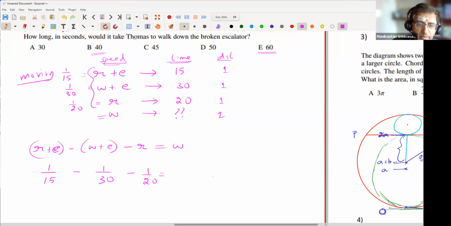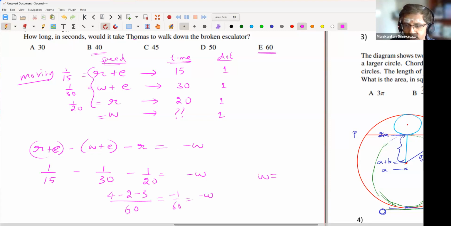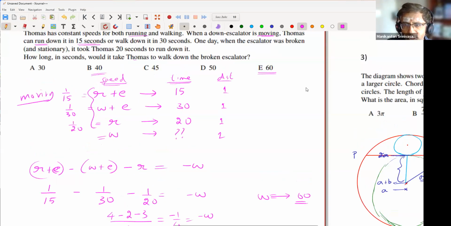Oh yeah, you're right. I have to do minus W plus E minus R plus E plus R. Understood. But anyway, I'll realize the silly mistake when I get a negative answer. So fine, let me just continue here. But yes, you're right, so this will give me minus W. So this is 60, common denominator, 4 minus 2 minus 3. So as expected, minus 1/60. Okay, so yes, W corresponds to 60, rather, right? W is 1/60. Therefore, it'll take 60 seconds.